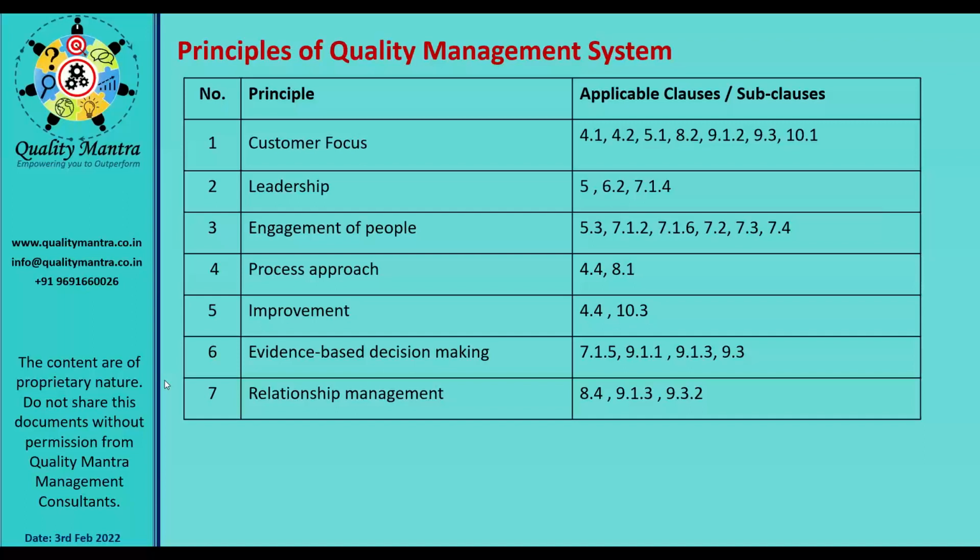So that engagement of the people is important, and that has been focused, because you see, quality management system is not just the quality. The name is there, quality management system, but it includes all these, and these principles you have to work on. Then process approach: 4.4, 8.1 focus on the process approach.